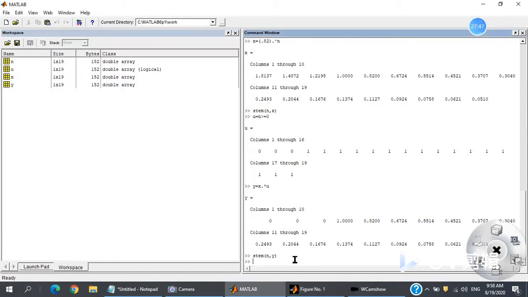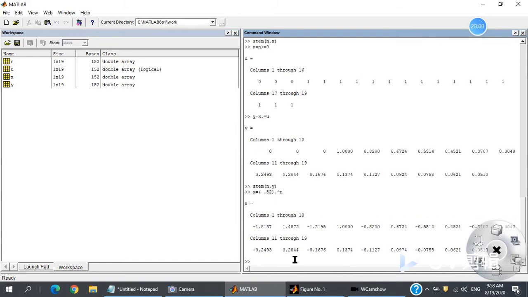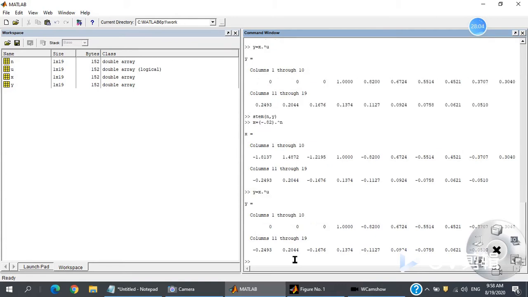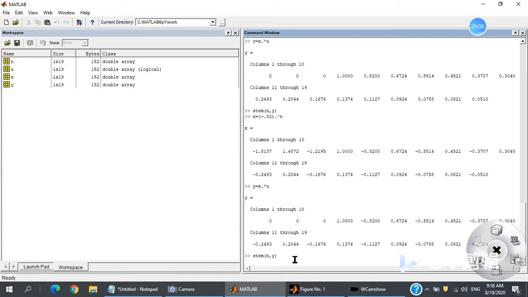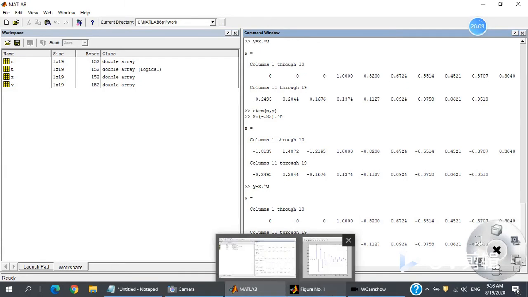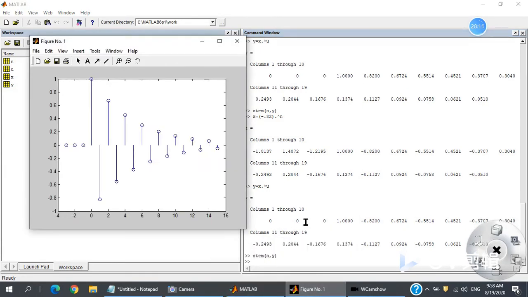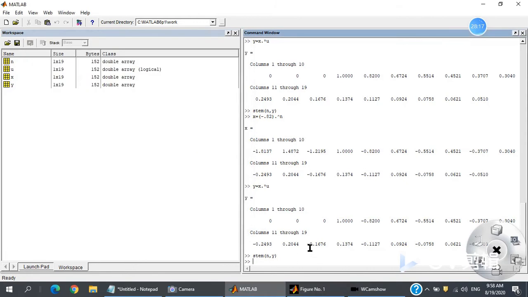And we can use a different a. This a is smaller than 1 and positive. You can also use a negative. This is x. Then y is still x times u. Then stem y. Yeah, it looks like this, right? Positive, negative, positive, negative.